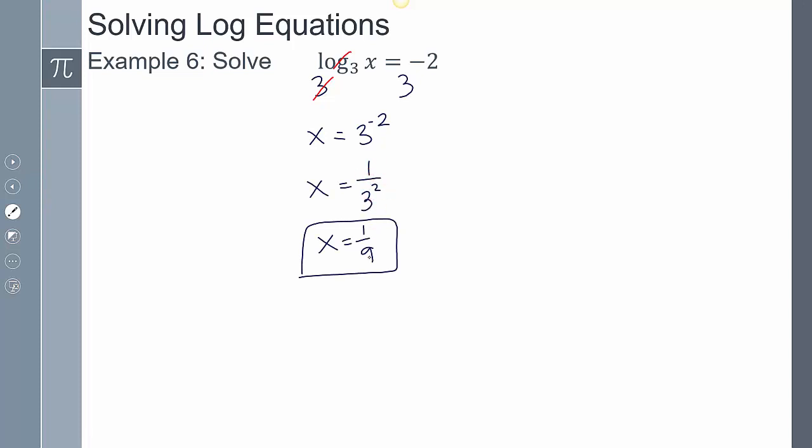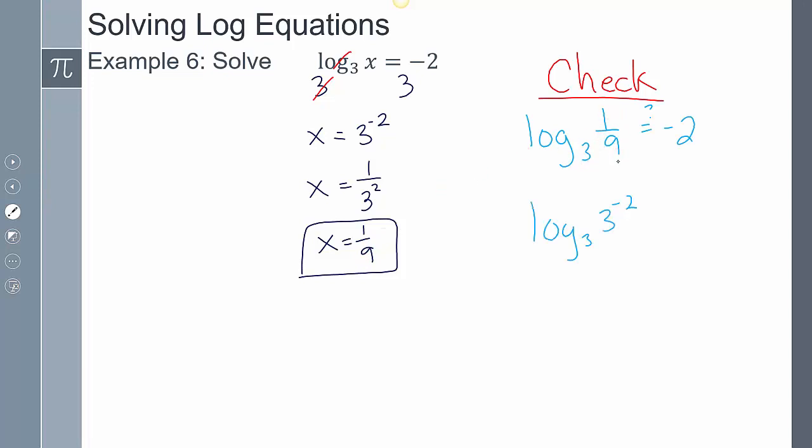Now because logs have domain restrictions, there's a possibility for extraneous solutions. So that means I have to take my answer and plug it back in and check for extraneous solutions. So taking my 1 over 9 and plugging it back in, this log base 3 of 1 over 9 turns into log base 3 of 3 to the negative 2. Those cancel out, and so I'm left with negative 2. Negative 2 equals negative 2, so I'm good.